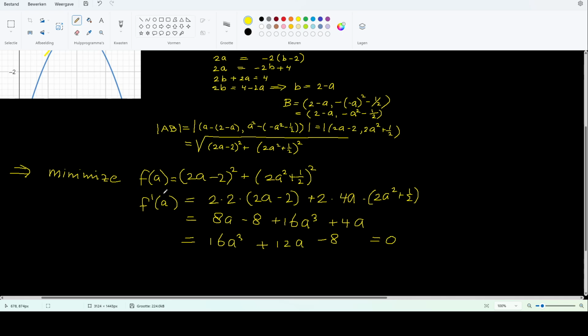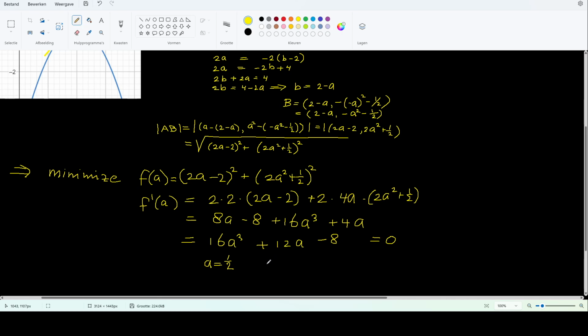So that's a tricky one, because in general, a third degree equation is kind of hard to solve. But this one actually has a very nice solution, because a is 1/2. Just check what happens. a to the power 3 is 1/8. So this first thing is 16 times 1/8, so that's 2. This here is 12 times 1/2, so that's 6. Minus 8. 2 plus 6 minus 8 is 0. So a is 1/2 is a root of this equation here, and that's actually the only root here, and so this will be the minimum of this particular function.